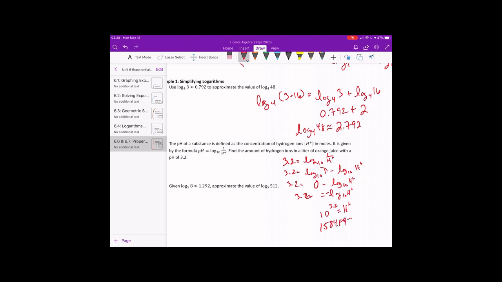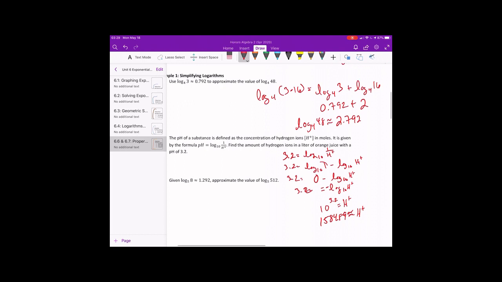1,584.89, approximately. And I know things are a little sloppy here. That's because my stylus is broken. I'm having to do this on my iPad. If you can't tell, everything looks a little bit different here. And so again, use the properties that we've talked about in this unit to solve this one. Okay?